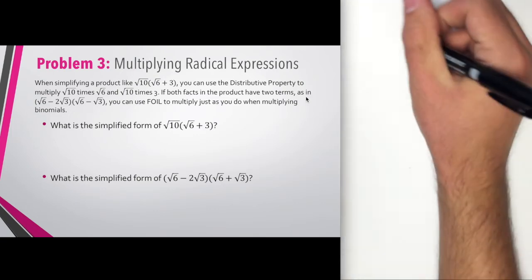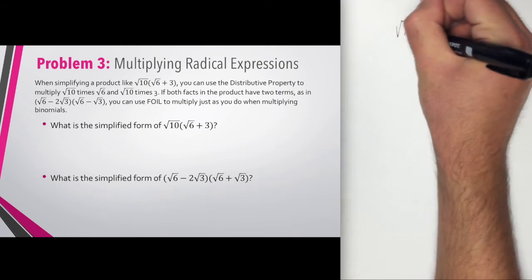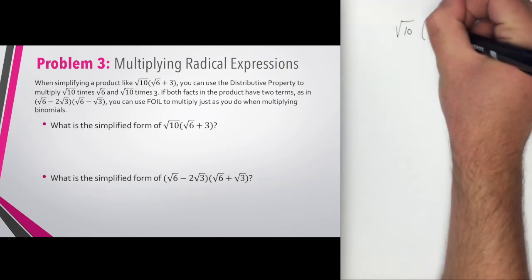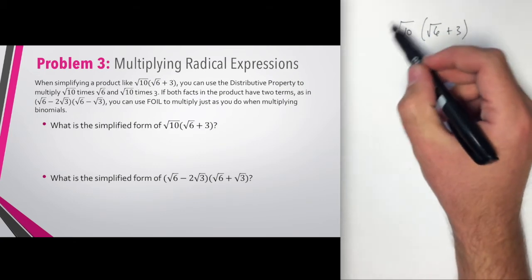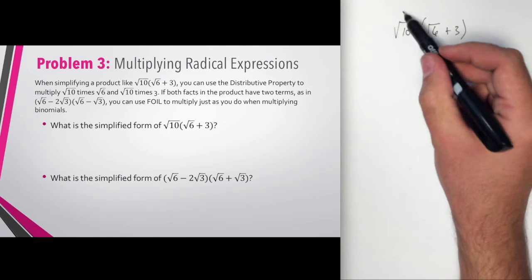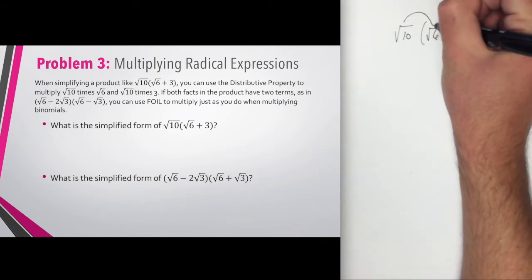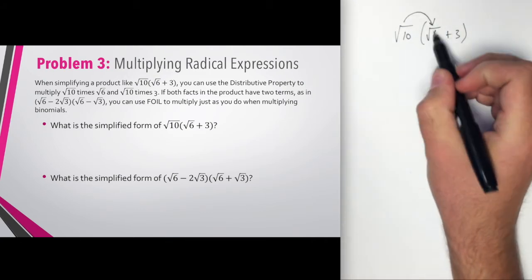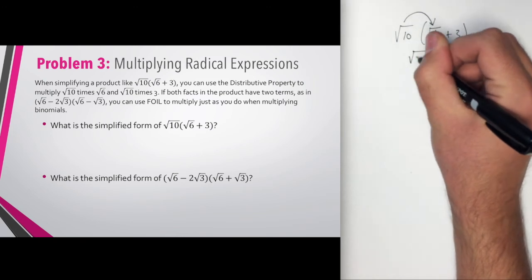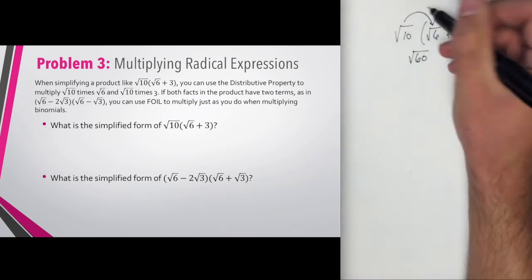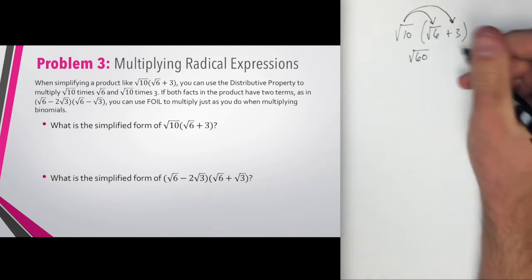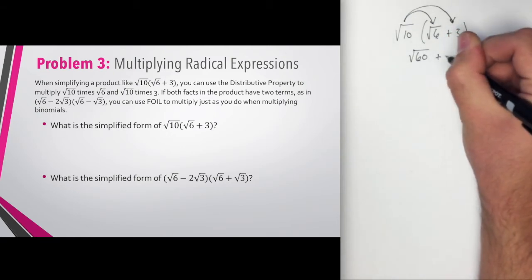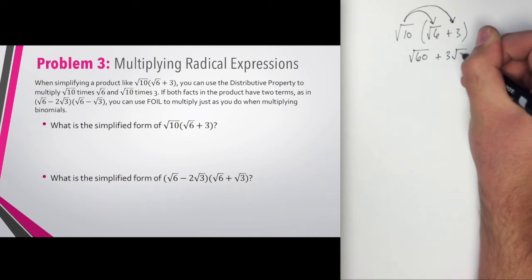So the first one is the square root of 10 times the square root of 6 plus 3. You can just use the distributive property. So remember, whenever there's a value outside of the parentheses, you can distribute it. So this times this. The square root of 10 times the square root of 6 makes the square root of 60. And then the square root of 10 times 3 is plus 3 square roots of 10.